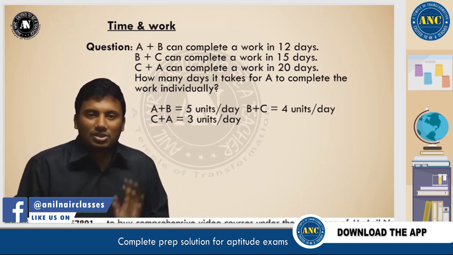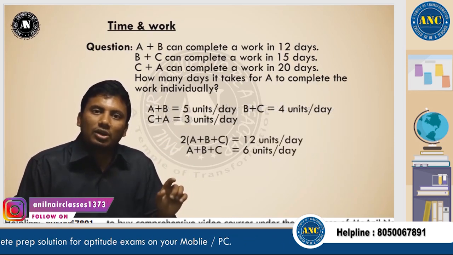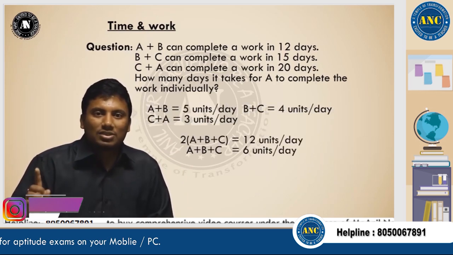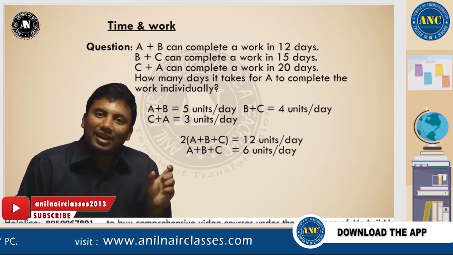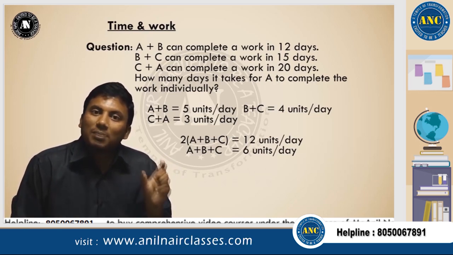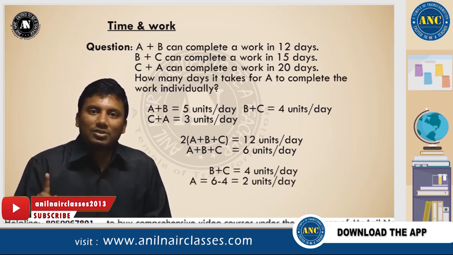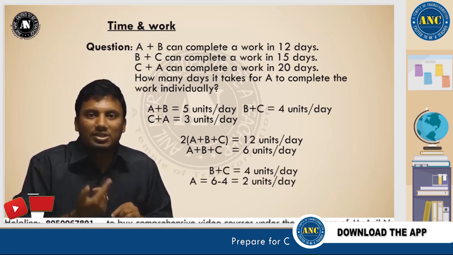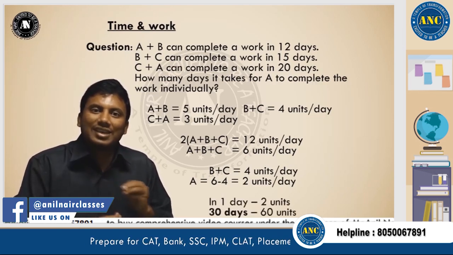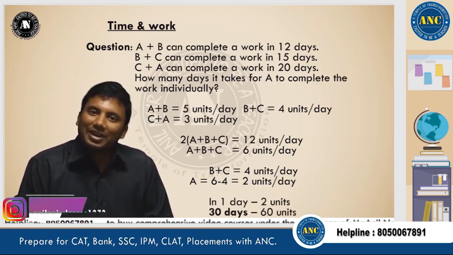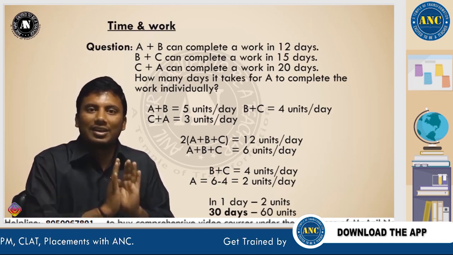Add all the 3 equations. If I add A plus B plus B plus C plus A plus C, 2 into A plus B plus C will be 12. A plus B plus C will be 6 units per day. What do we require? A alone. What is B plus C in one day? It is 4 units. So A plus 4 will give 6. A will give 2 units per day. One day 2 units. To complete total 60 units, how many days are required? 30 days. So A can complete the work alone in 30 days.